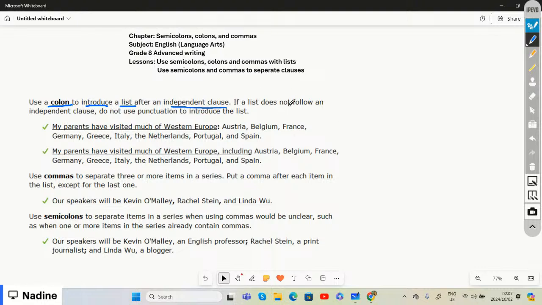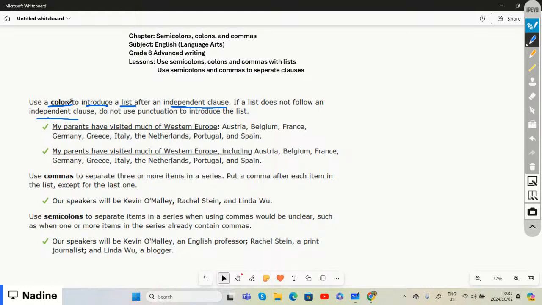So if a list, remember we said a colon introduces a list after an independent clause. So we have the independent clause, colon, and then we have the list. But now, if a list does not follow an independent clause, then it means that we do not use punctuation to introduce the list. We're going to look at an example of that, meaning that we're not going to use that colon to introduce the list. But let us look at that.